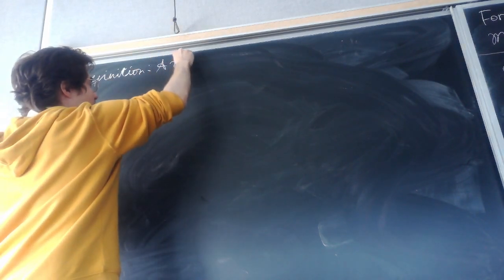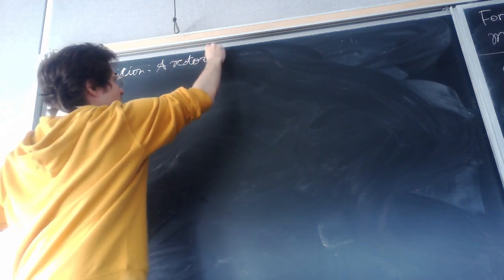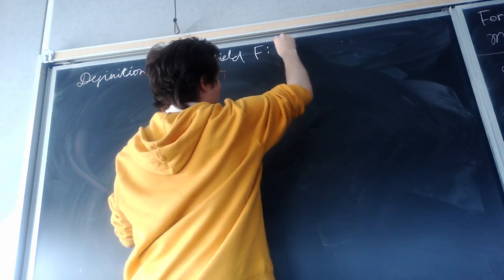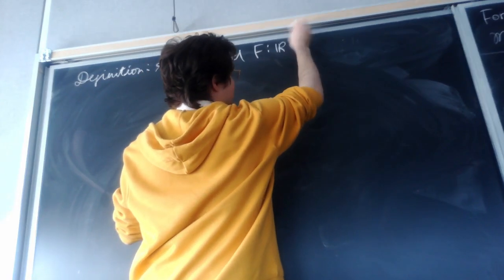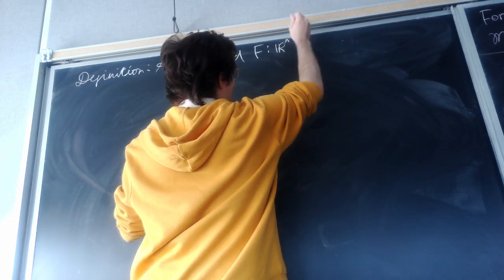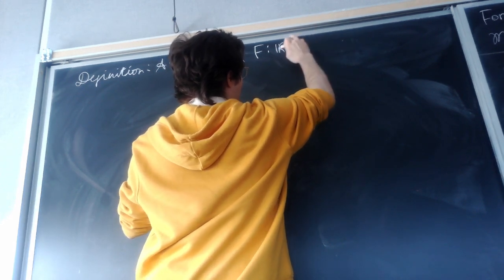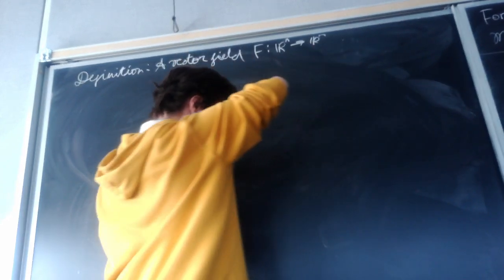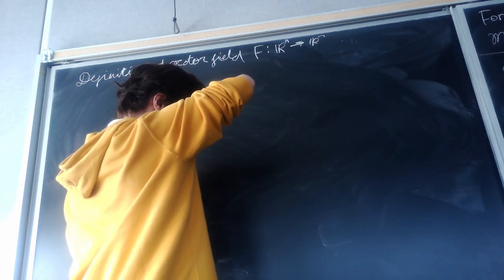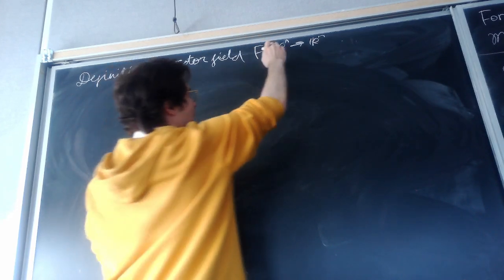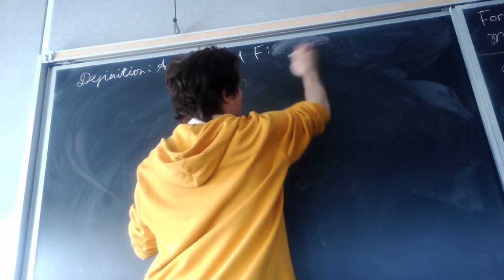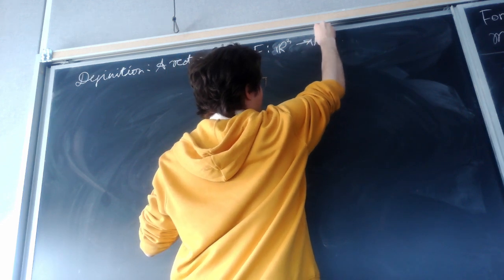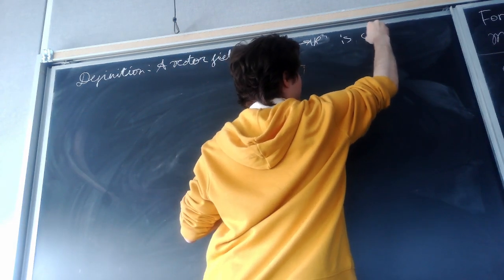A vector field F from R^n to R^n, or well, let's stick to R^3. So, right, we're talking about one particle. So R^2 to R^3 is conservative.